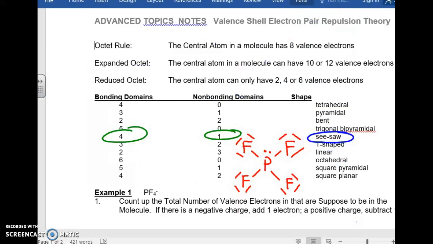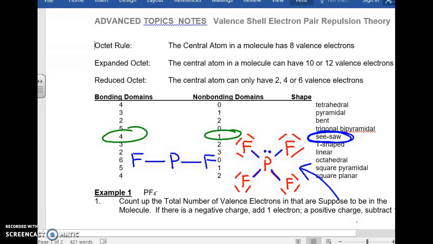Now, it doesn't matter if your drawing resembles a seesaw. As long as you are able to see the number of bonding domains, which are 4, and the number of non-bonding domains, which is 1, then you've gotten all the information you need in order to be able to use the table. Now the question is, if you're curious, why is this a seesaw shape? How is that a seesaw?